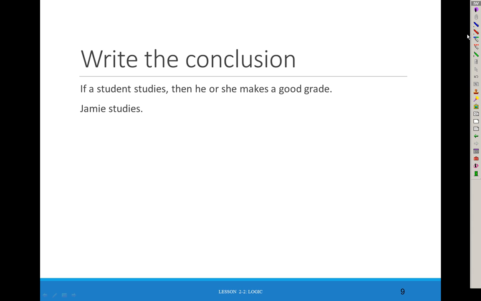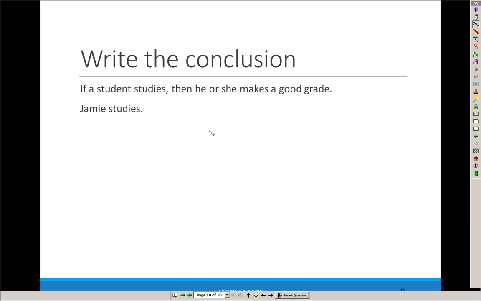If a student studies, then he or she makes a good grade. That is a P leading to Q. Then what happens? Jamie studies. Well, that's another specific way of saying P again. If a student studies, Jamie studies, that's the same thing. So if a student studies, then he or she makes a good grade. Jamie studies. What happens to Jamie?